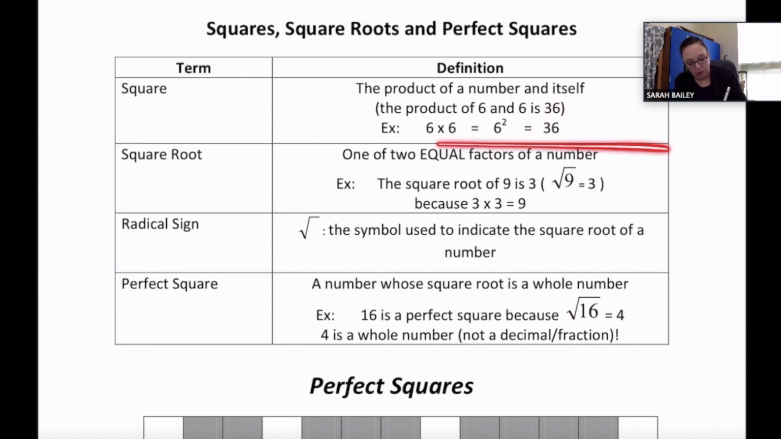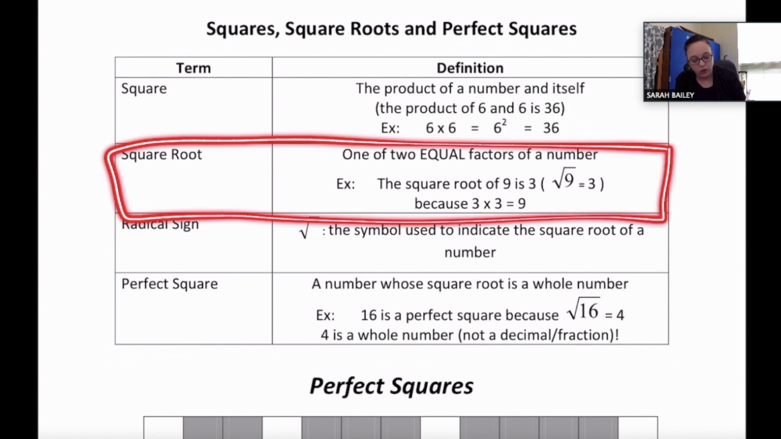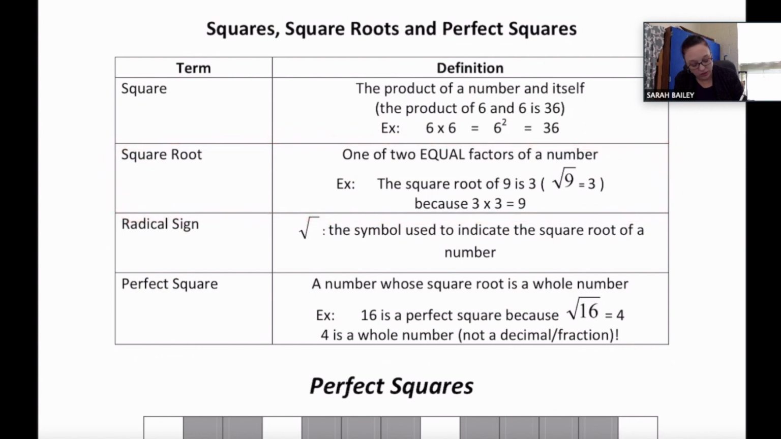All right, the next part talks about square root. The square root is one of two equal factors of a number. For example, the square root of 9 is 3 because 3 times 3 is 9. When you see this symbol right here, it is asking what is the square root of 9? Meaning what number times itself is equal to 9? And they're telling us 3 because 3 times 3 is 9.